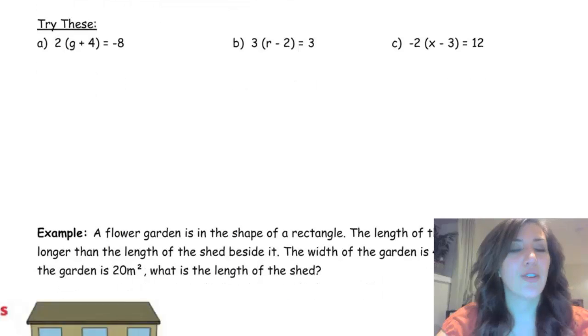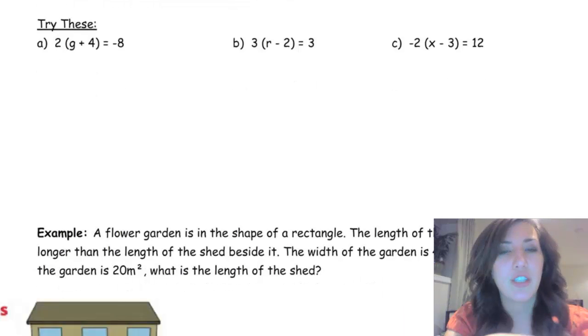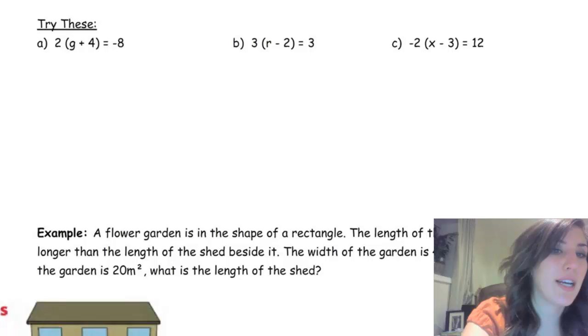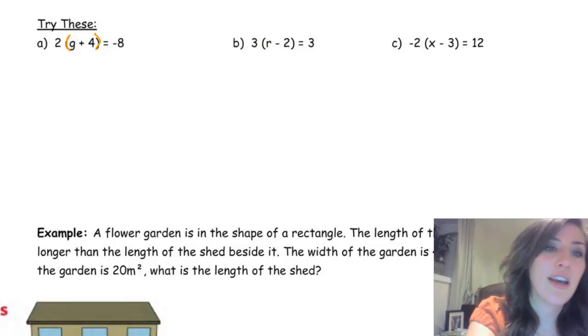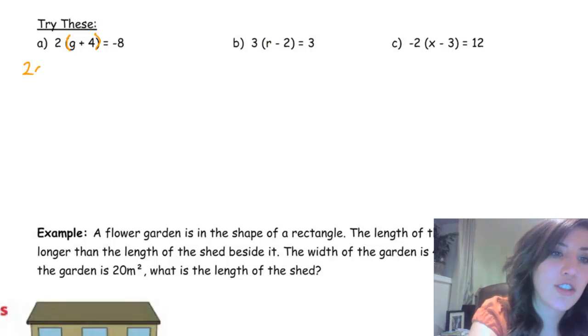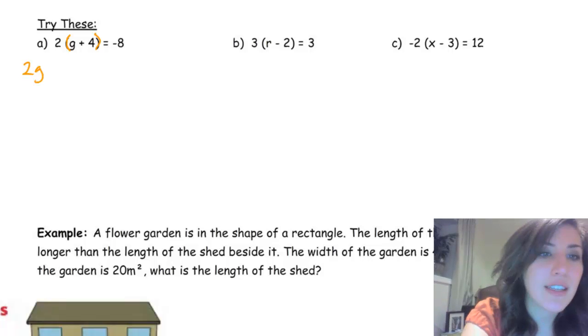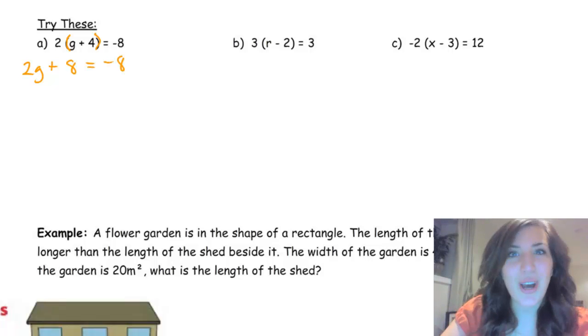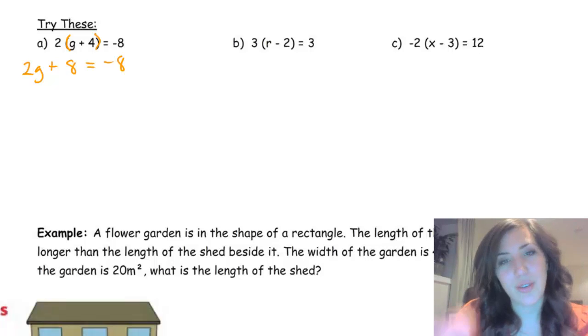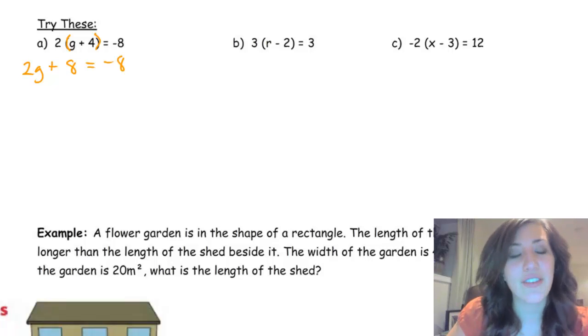So let's try it. So the first thing we want to do is multiply 2 by everything inside the brackets, because this is saying 2 times g plus 4. So there are the brackets. Let's multiply 2 times everything. So that means we have 2 times g plus, now 2 times 4 we know is 8, equals negative 8. So there we go, we just got rid of the brackets. 2 times g plus 8 is the same as saying 2 and then in brackets g plus 4. So now this looks a lot like what we were doing the other days.